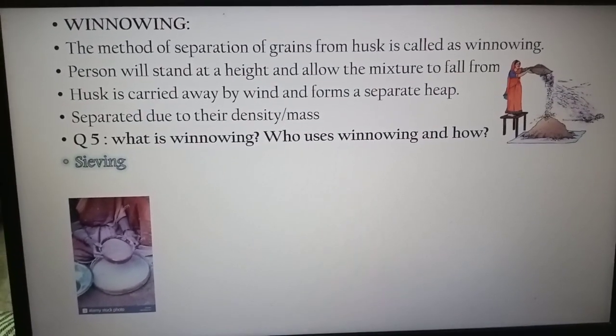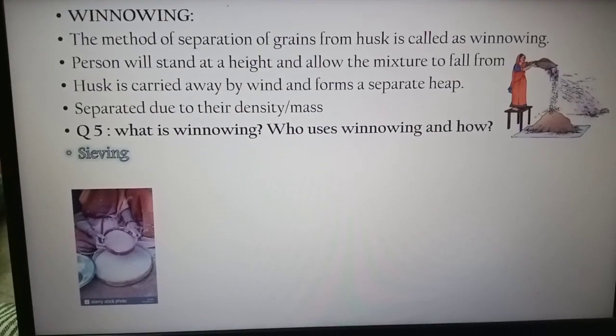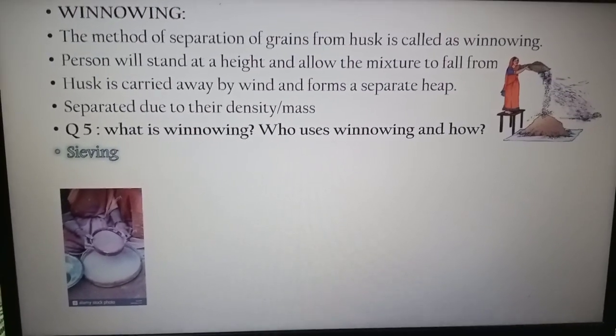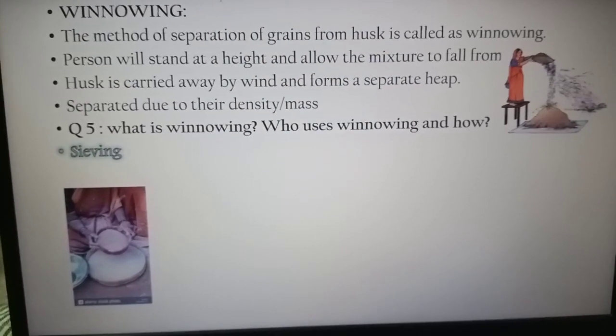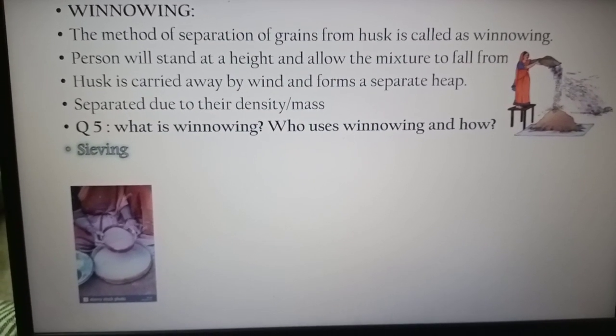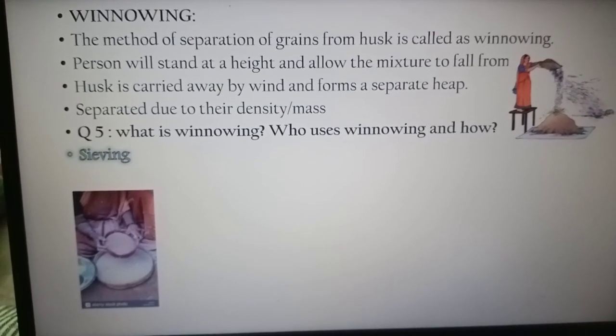So this process is based on the principle that two components of a mixture are separated with the help of their density or with the help of their mass. So this is the answer to the question: what is winnowing? It is the method of separation of grains from the husk.